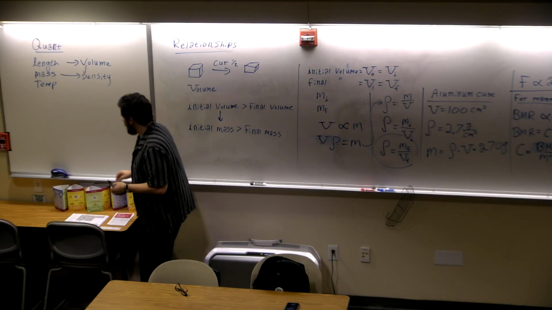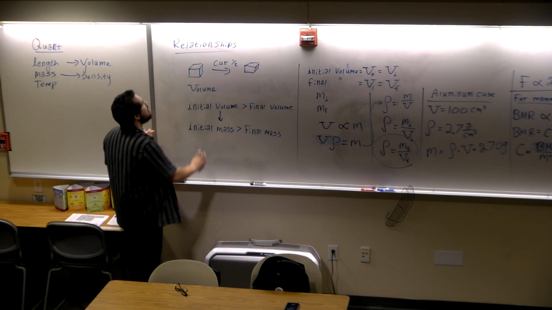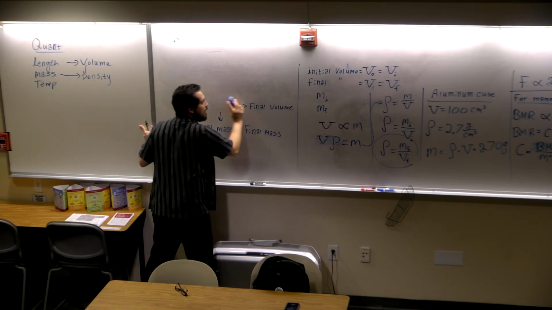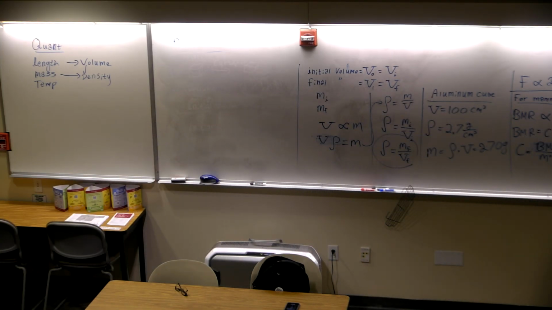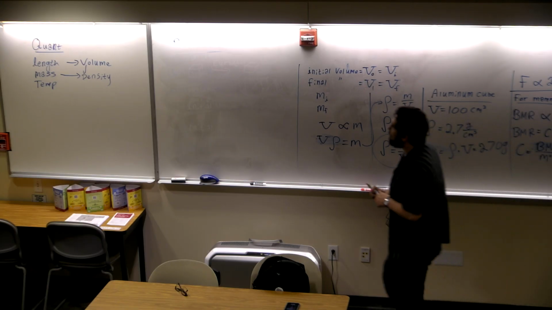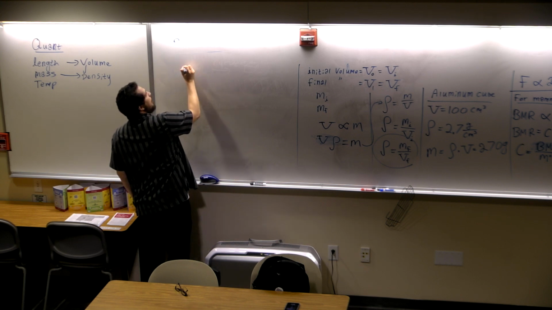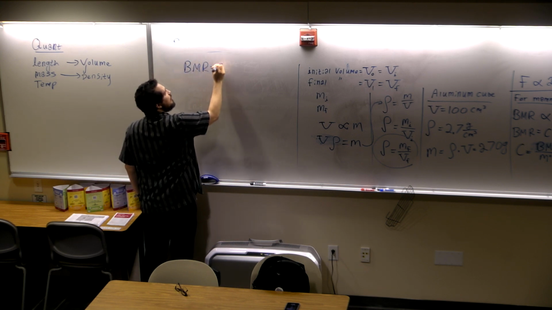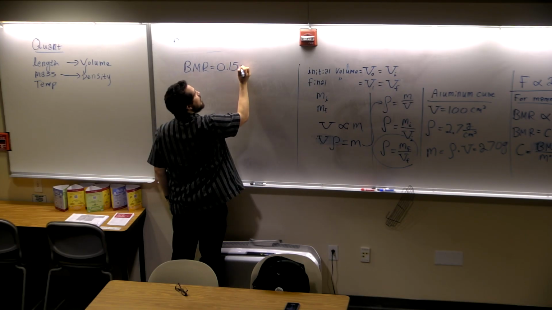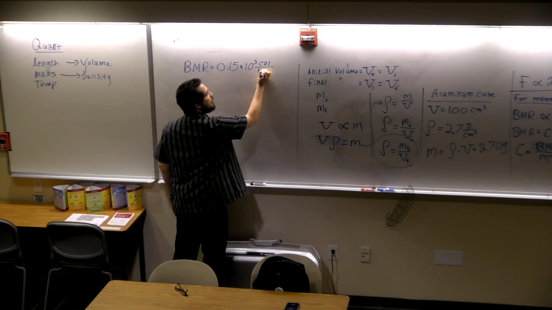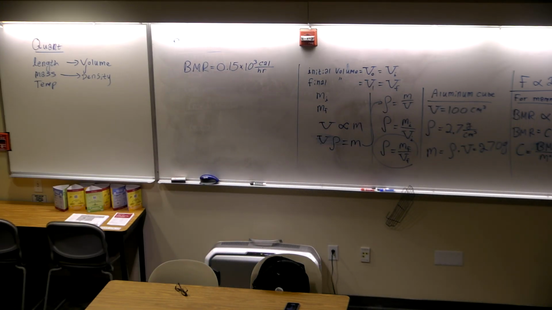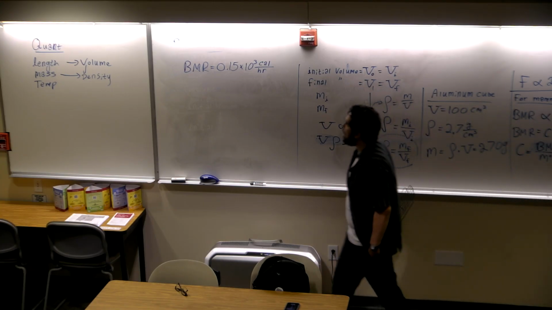So we say here's our basal metabolic rate divided by our mass, and that would give us this constant. So let's see if we can calculate this out. And to calculate this out, we will use the example of a mouse. A mouse will burn about 0.15 times 10 to the 3 calories, per hour or per day? Per hour. Yes. 0.15 times 10 to the 3 calories per hour.